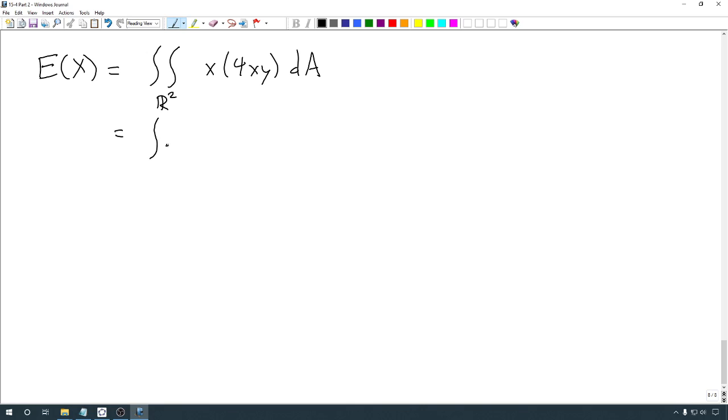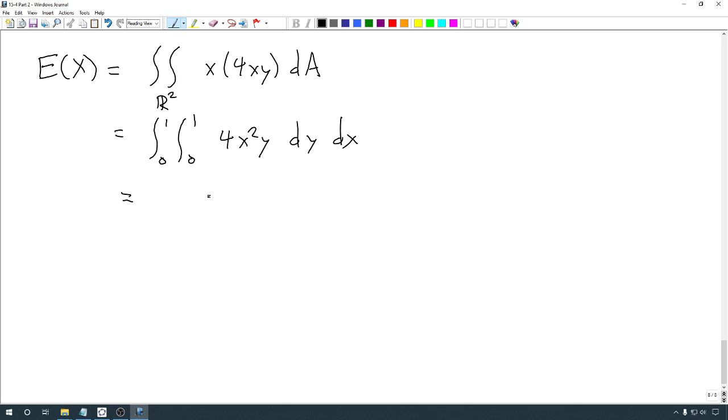Of course, we can ignore anything that happens outside our box from 0 to 1 and 0 to 1. So you just go ahead and put 0 to 1, 0 to 1, and then we have our function 4x squared y. And honestly, it doesn't really matter what order we put those in because the limits are the same.